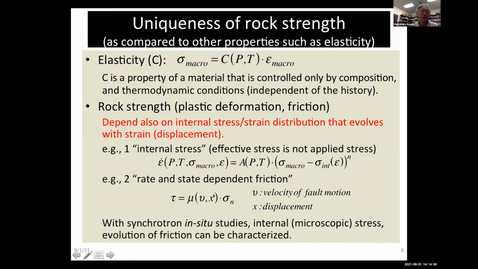And in the case of friction, experimental results show that the shear stress needed to slide the fault is proportional to normal stress, and the coefficient is called the friction coefficient. However, detailed studies show that the friction coefficient is approximately constant, but it is a function of the velocity of fault motion and displacement. So the main point is that rock strength, either plastic flow or friction, is sensitive not only to macroscopic imposed conditions, but also to internal stress or conditions in the sample itself. That can be characterized only by synchrotron, not by classic deformation experiments.